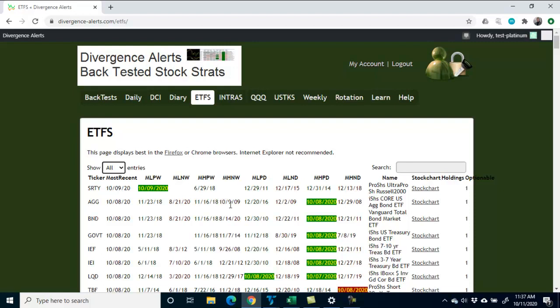Each of these intersections is a type of signal, say the MACD lines positive divergence on the weekly chart. There's a ticker, SRTY. We have the date of the most recent divergence, color-coded in green for positive divergences and red for negative divergences. So we can see that SRTY had a positive divergence on the weekly chart this past Friday, October 9th, and that this is actually the ProShares UltraPro Short Russell.